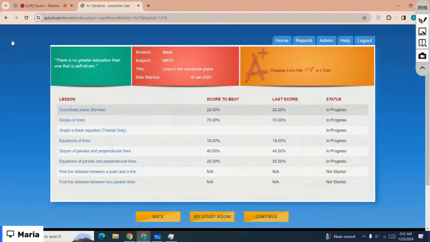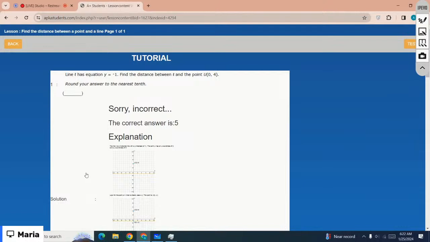The next lesson is find the distance between a point and a line. So you have to calculate the distance between a point and a line. How do we calculate the distance? Let's start with an example. Line T has equation y equals negative 1. Find the distance between line T and the point U, which is 0, 4. Okay, let me make a graph.